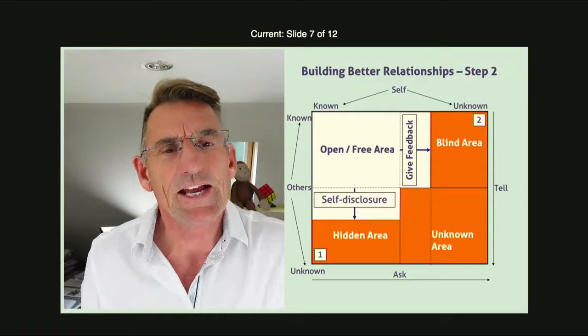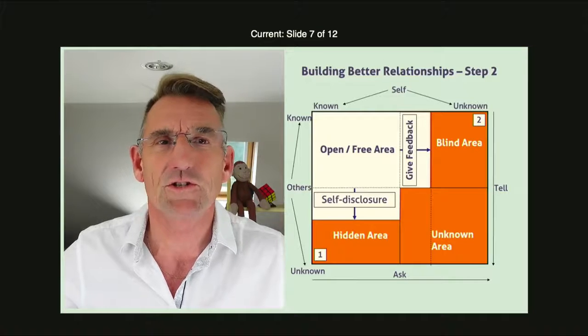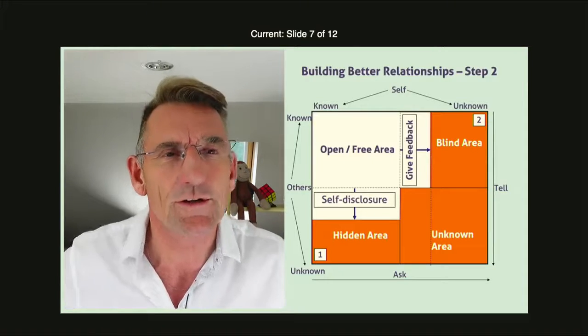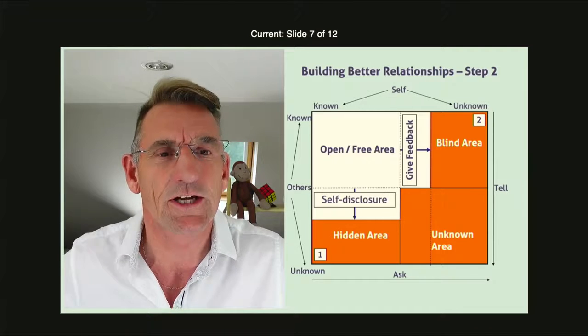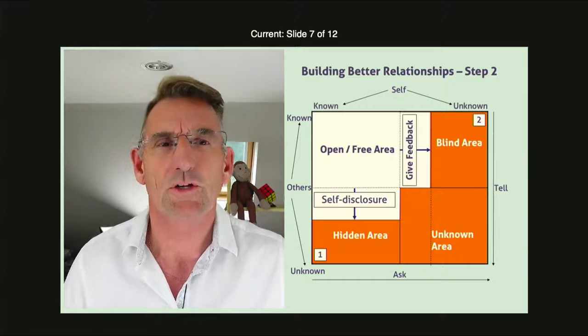Now, this is about any aspect about you that you don't know about yourself, but other people know about it because it's abundantly clear to them. You're just unaware of it right now. That's how this works. Okay, that's why it's called the blind area. It's blind to you, but it's not blind to others.